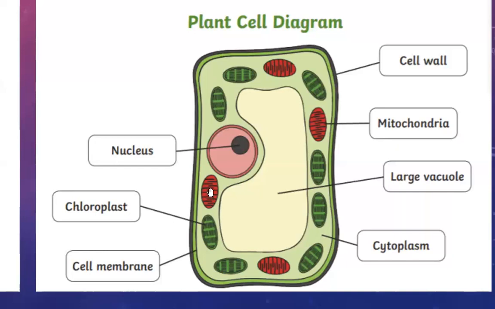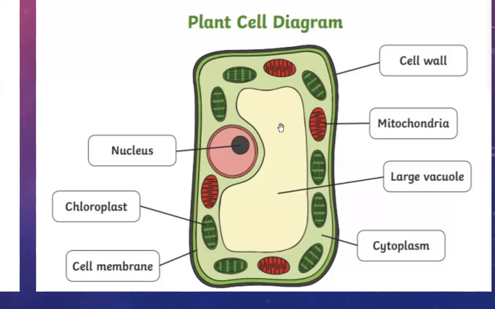Other than that, you can see the red structures, as I've told you, in the animal cell. These are known as mitochondria, and the function of mitochondria is to generate energy from cellular respiration, and the cell perform different activities with the help of this energy.